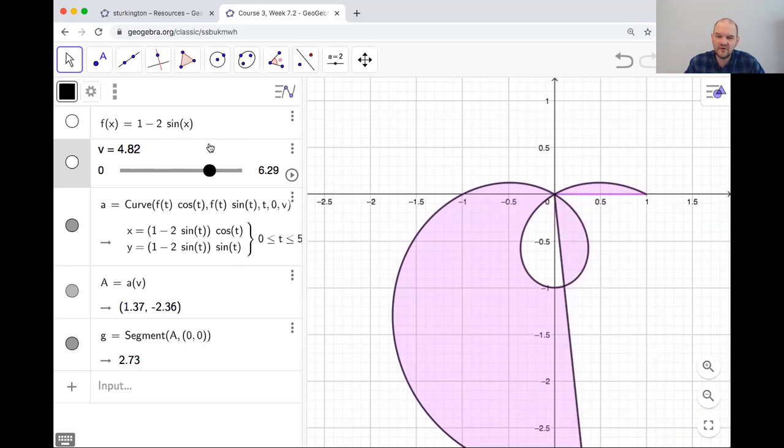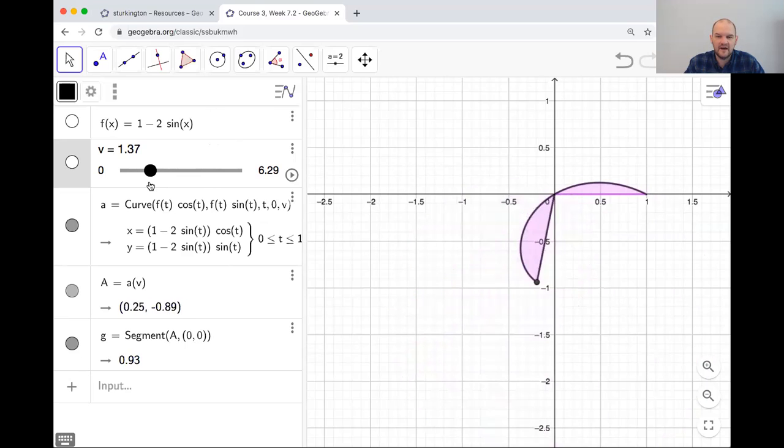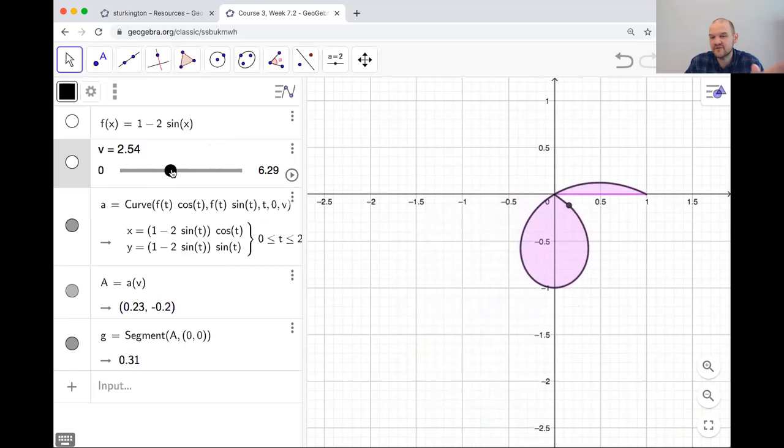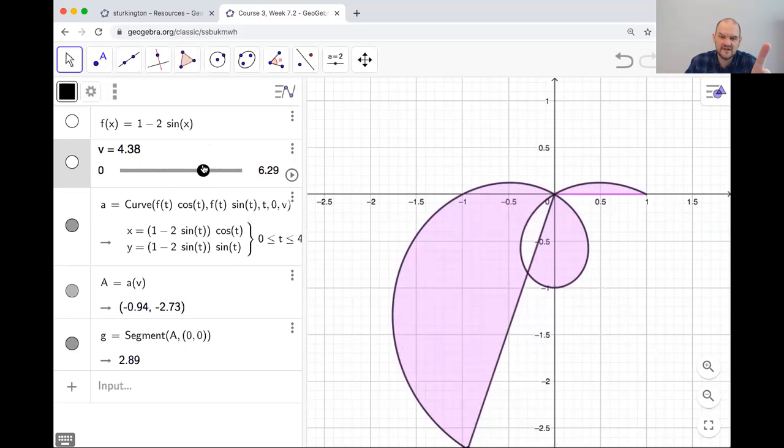So how could I have gotten the whole thing? Well, this is pi over 6, the first time I hit pi over 2, and then 5 pi over 6. What if I just start at 5 pi over 6 and keep going? Since I'm starting at 5 pi over 6, I never did anything that's currently filled in. Then I'm going to keep going from 5 pi over 6 to 3 pi over 2.